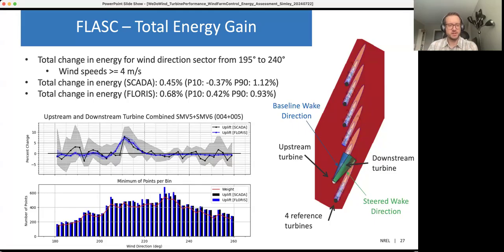And so based on the SCADA data, this function is estimating that the energy production is increased by 0.45%. It also gives the confidence interval here, the P10 and P90 values. And then we can compare that to the estimated total change in energy from the Flores modeling tool, which was a little bit higher in this case.